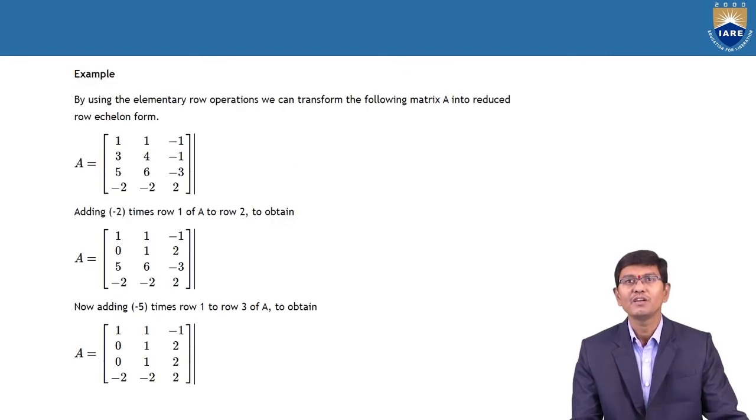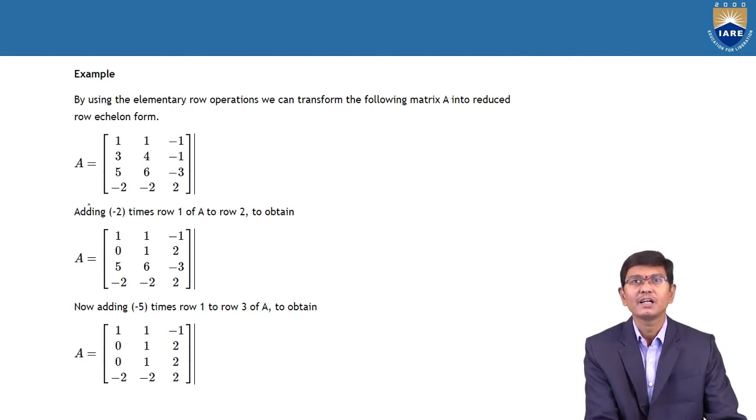Next example: using elementary row operations, we need to find the rank of a matrix, or reduce it to echelon form. Here the matrix is 1 1 1 minus 1, 3 4 minus 1, 5 6 minus 3, minus 2 minus 2 2. While observing, the first value is 1. With the help of this 1, we need to change the 3 to 0, the 5 to 0, and the minus 2 also to 0.